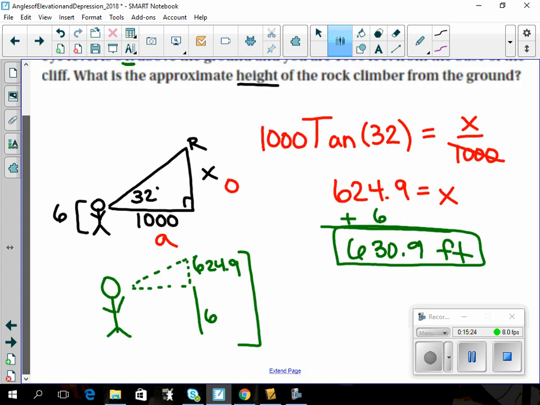Drawing the picture is the hard part, okay? I agree. Drawing the picture is hard. I think we need to practice that. So let's try another one, okay? Let's try another one where we have to draw the picture.